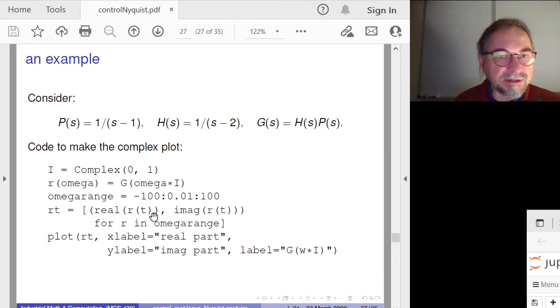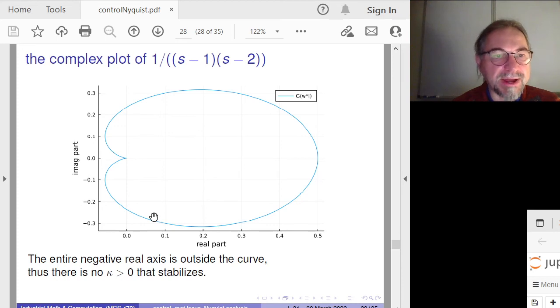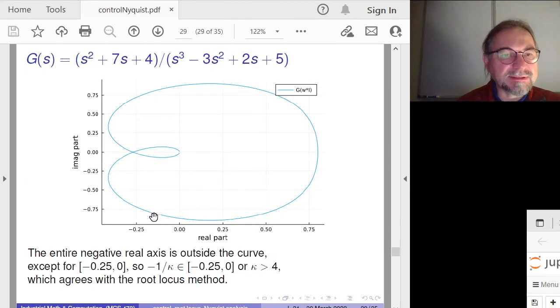Let me illustrate this with an example. The plot is actually quite easy to make. We have a curve again. We have our g function that we evaluate at a range for omega. This is a complex plot, so I have to take the real part and the imaginary part in the curve. Here is the plot where I have s minus 1 for the plant and s minus 2 in the feedback. What you see is that the entire negative real axis lies outside the curve, and there is actually no value for kappa that will stabilize. So there is no gain that will work here. Too bad. Let's see a positive result.